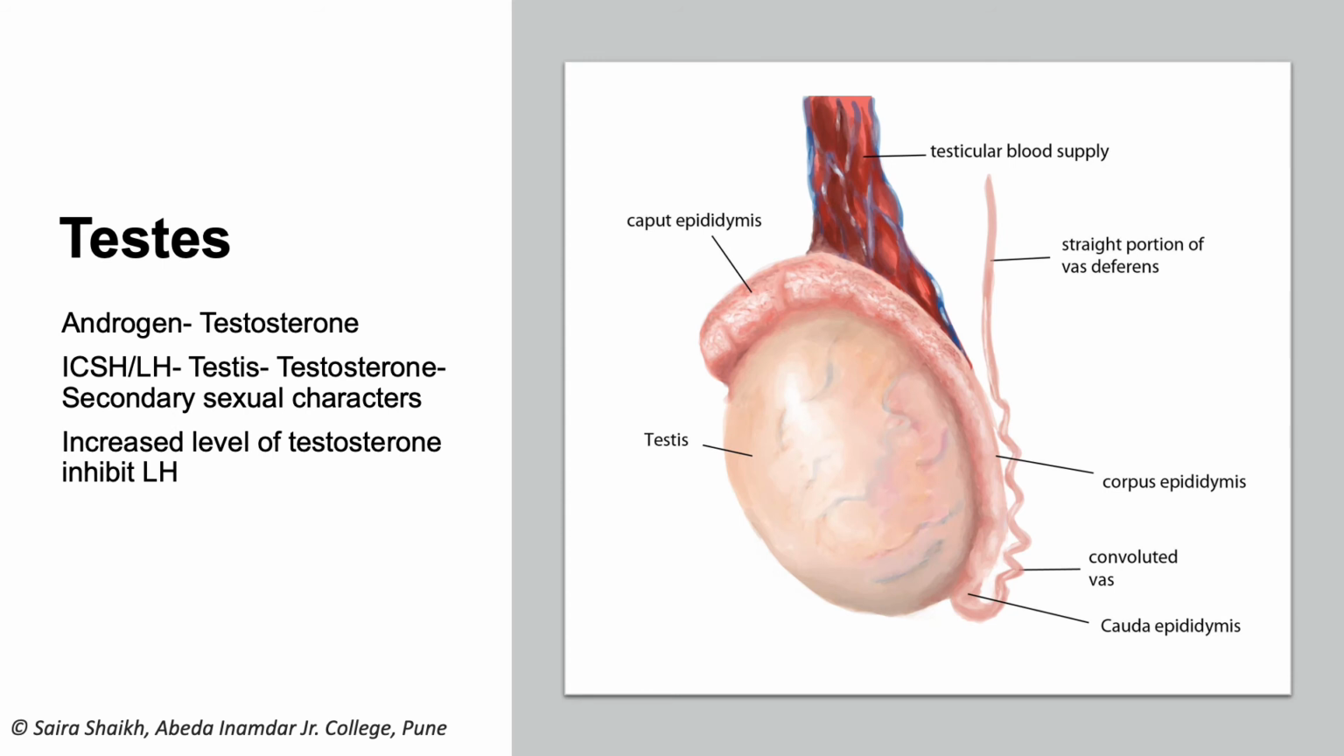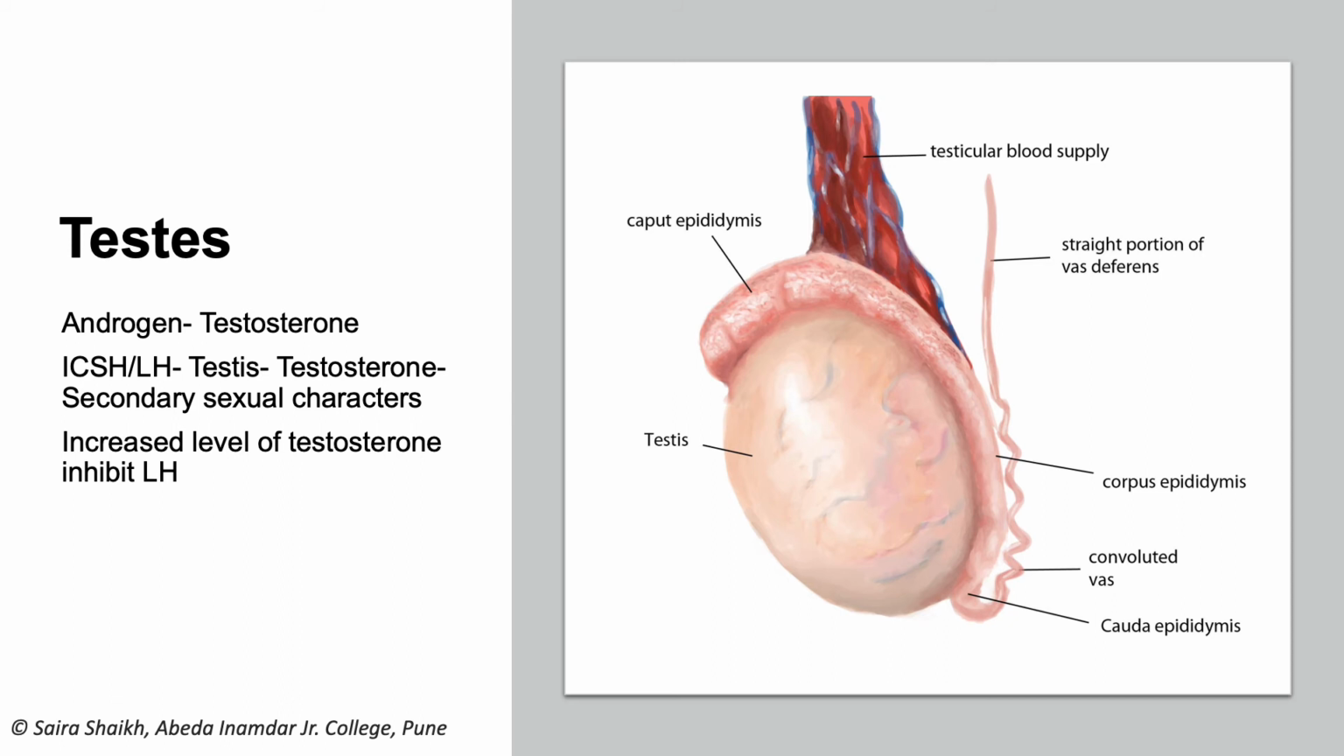Testes are the male reproductive organ. They are responsible for the secretion of the hormone androgen. Androgen is also called testosterone. The testosterone is the hormone coming from the interstitial cell or the Leydig cell. These are the cells present in the testes, and they are under the control of ICSH, that is interstitial cell stimulating hormone or the LH. This is the hormone coming from the pituitary gland.